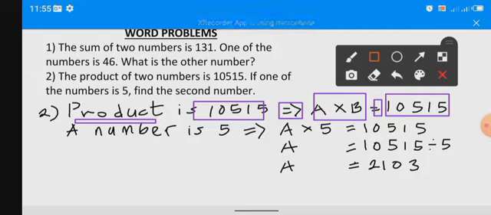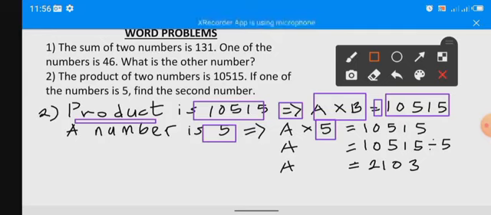Now what follows? The second statement says if one of the numbers is 5. We have two numbers and one of them is 5, so we substitute. We replace one of the numbers with 5. It could be A or B. This is multiplication.